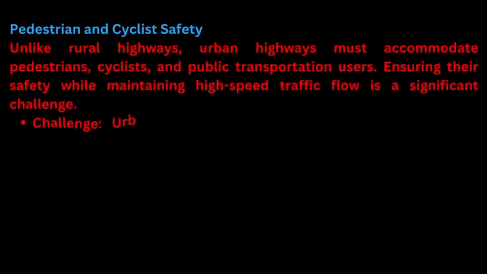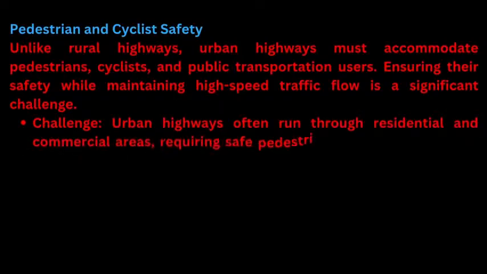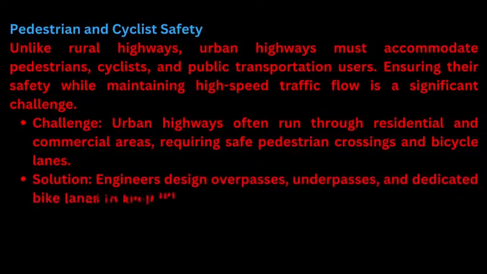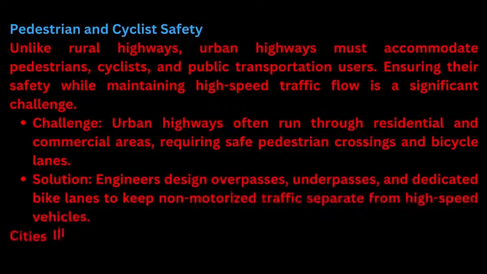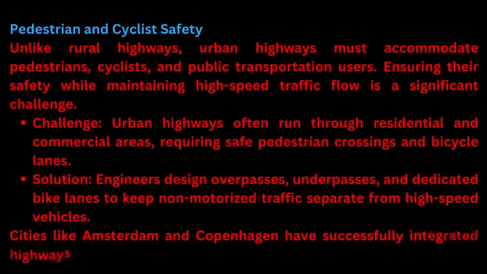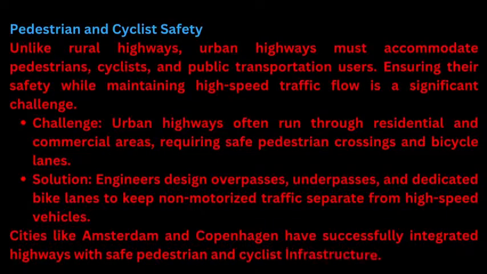Pedestrian and cyclist safety. Urban highways must accommodate pedestrians, cyclists, and public transportation users. Ensuring their safety while maintaining high-speed traffic flow is a significant challenge. Urban highways often run through residential and commercial areas, requiring safe pedestrian crossings and bicycle lanes. Solution: engineers design overpasses, underpasses, and dedicated bike lanes to keep non-motorized traffic separate from high-speed vehicles. Cities like Amsterdam and Copenhagen have successfully integrated highways with safe pedestrian and cyclist infrastructure.